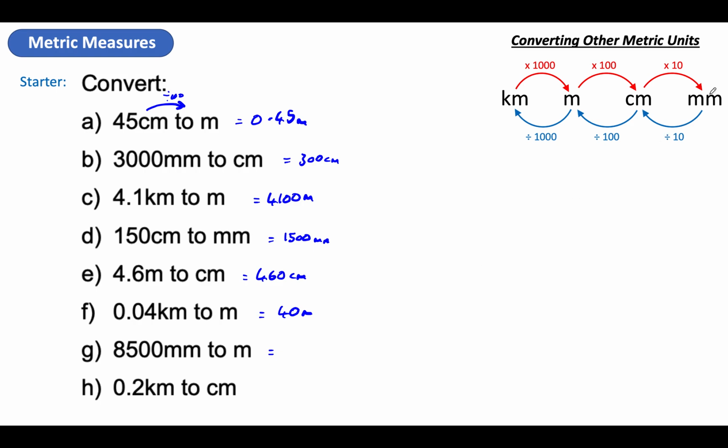Millimeters to meters. Okay, I've got 2 jumps to do here. I'm going to divide it by 10 and then divide it by 100. So 1 place smaller and then 2 places smaller. You should have got 8.5 meters.